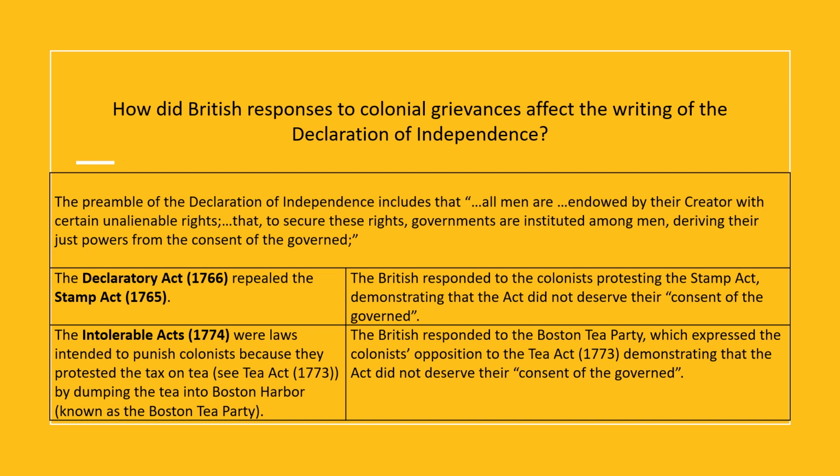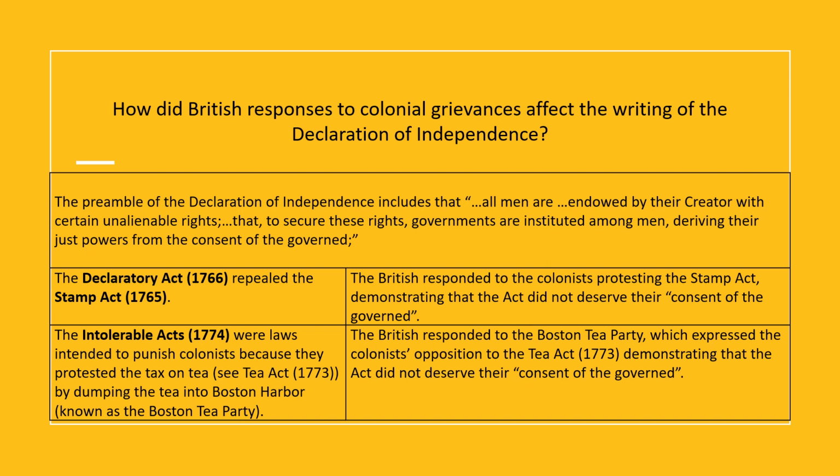And so what else do we see going on in terms of this British response to colonial grievances and the different policies that Great Britain passed? One is the Declaratory Act, which repealed the Stamp Act. The British responded to the colonists protesting the Stamp Act, demonstrating that the act did not deserve the consent of the governed. So in response to the colonists grieving, meaning filing a grievance, saying that they were unhappy that they had no choice about which tea to buy and they had no choice in being taxed on that tea, the British responded with the Declaratory Act.